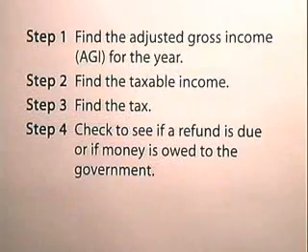Income tax is a source of revenue for the federal government, and it's based on income. We're going to look at finding adjusted gross income and look at standard deductions. The 4 steps in preparing your income tax return. Step 1, you're going to find your adjusted gross income for the year. In order to do that, you're going to add all income and subtract adjustments.